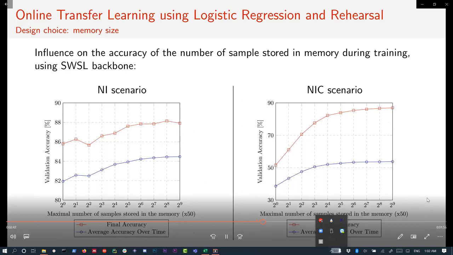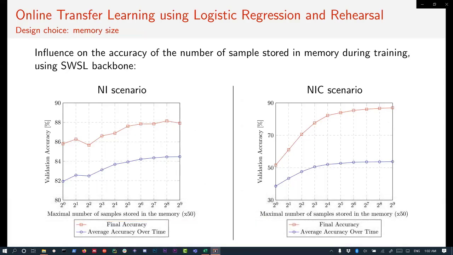The second design choice is the selection of the size of the reservoir memory used for rehearsal. This choice influences the memory complexity and the accuracy of our model. The bigger the reservoir memory, the more accurate the model becomes, but also the more resources it requires. We can see on the figures that the NI scenario is less impacted by the size of the memory than the NIC scenario. Increasing the size of the memory from 50 samples to more than 12,000 samples only increases the accuracy on the NI scenario by 2%, while it increases the accuracy on the NIC scenario by more than 35%.